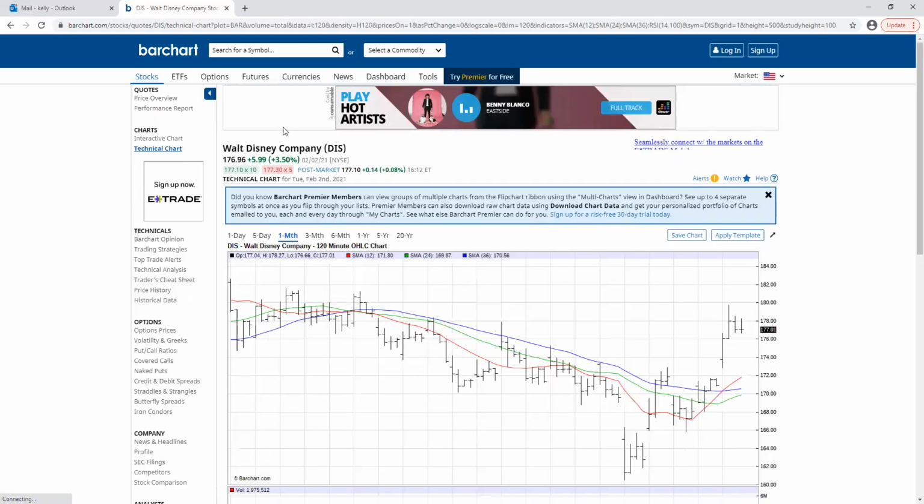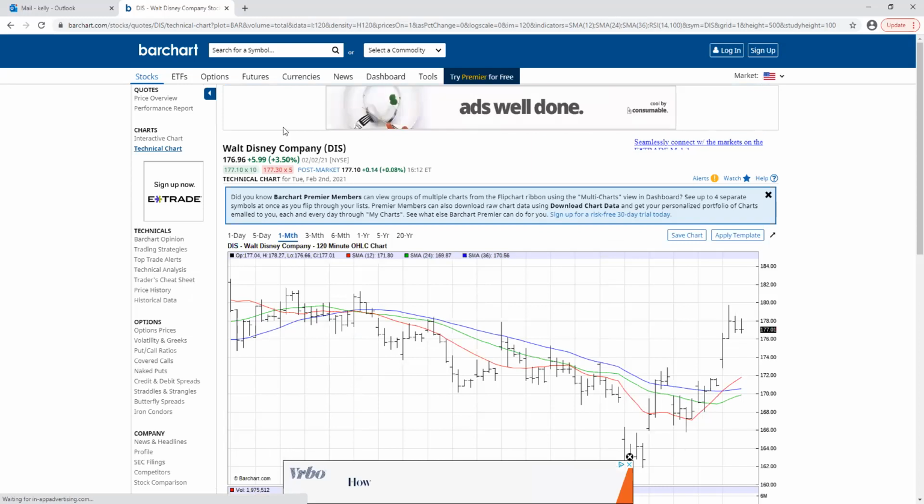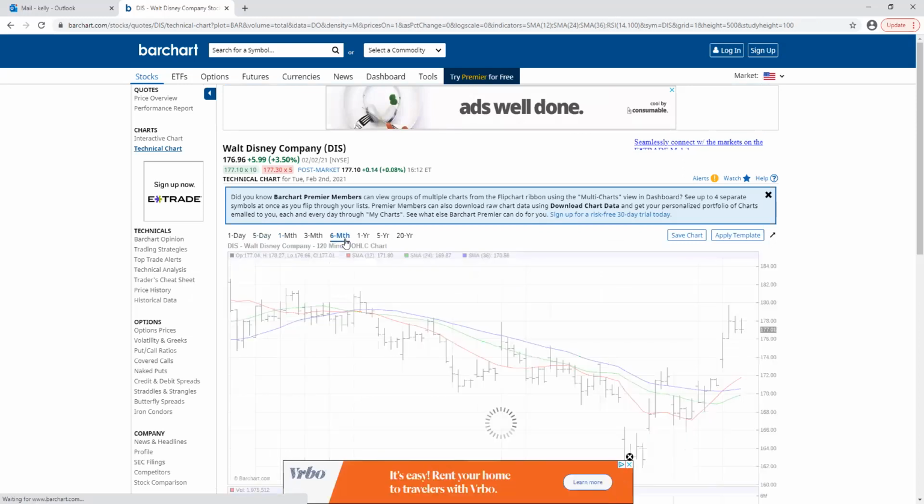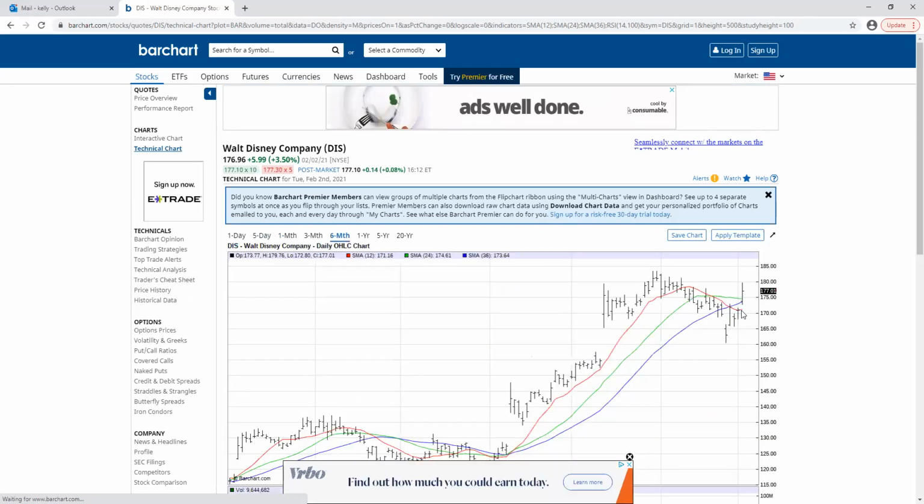Again, it had its correction down to 160. And obviously, once it got above 168 to 170, that was your buy signal on the 1 month basis. On a 6 month basis, yes, again, getting above 170 was a key.